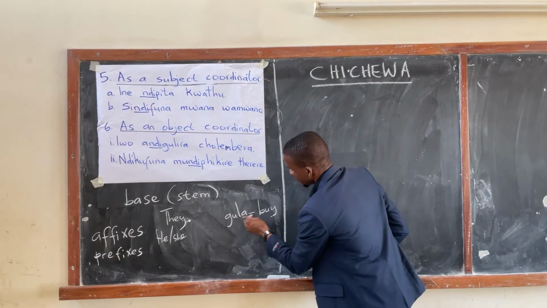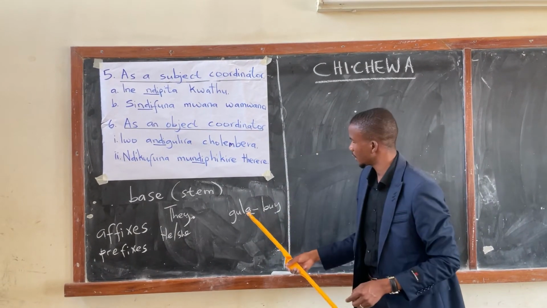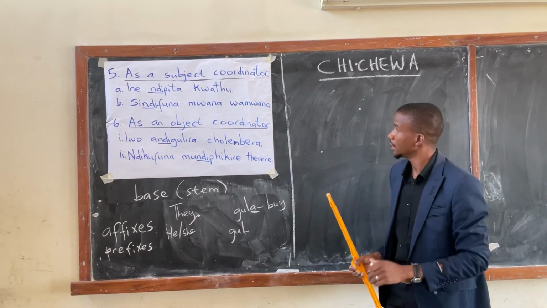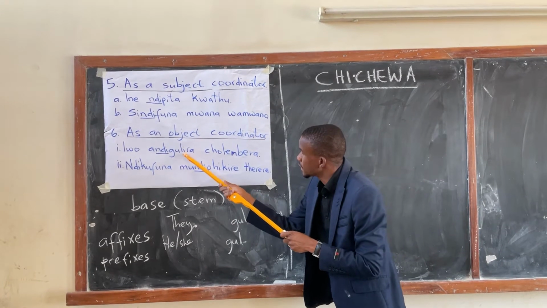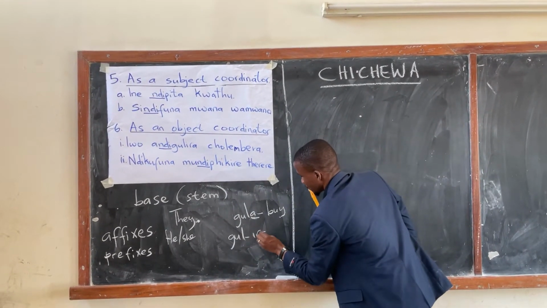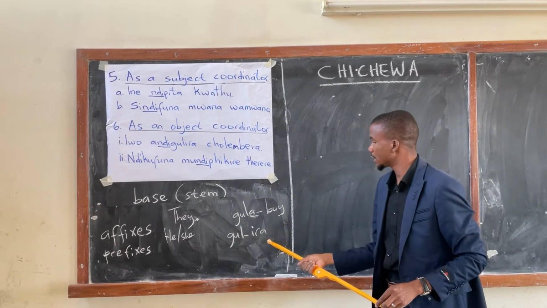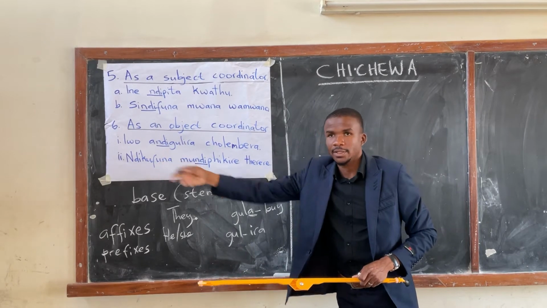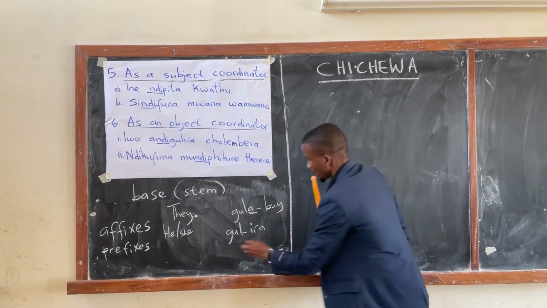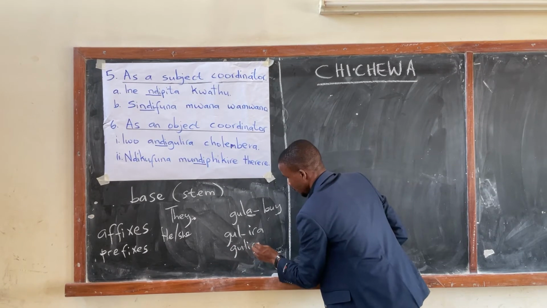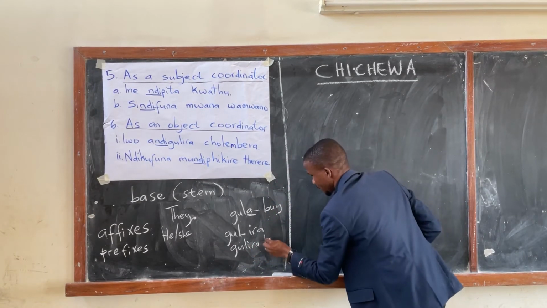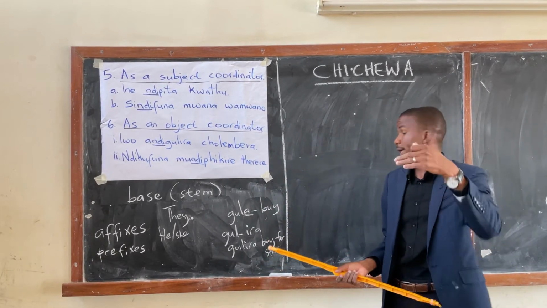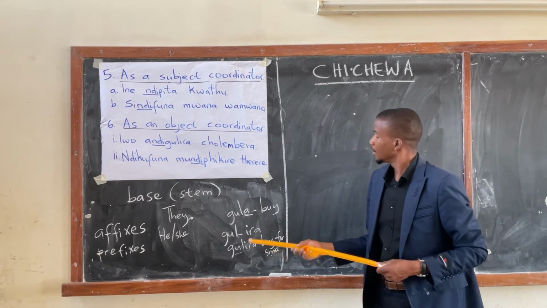Now, the last word is omitted. Now we added a suffix ira to show that the action is being performed in someone else. Gulira. So it became gulira. So buy for someone. For someone else. So gulira.